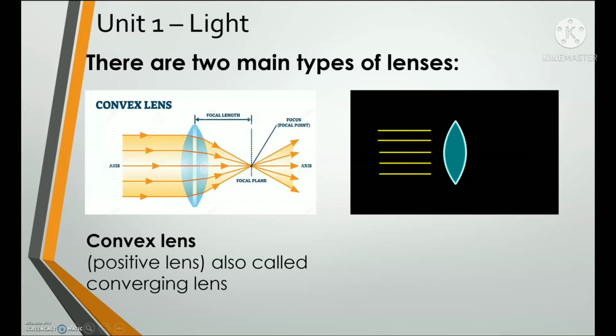So there are two main types of lenses. The first one is a convex lens. Everybody repeat after me. Convex lens. Positive lens, also called converging lens.